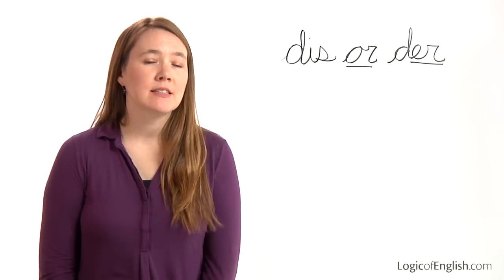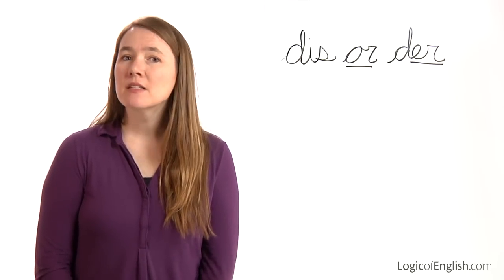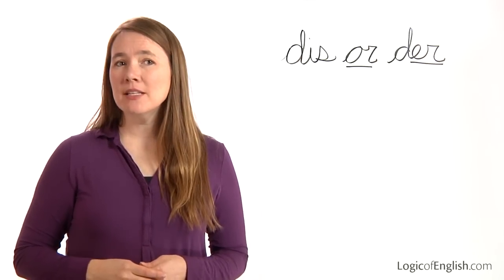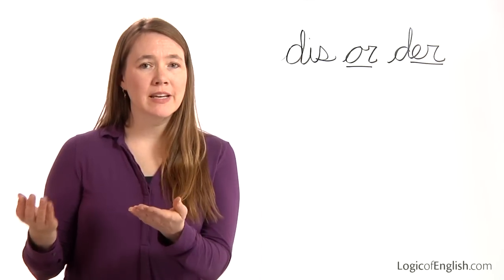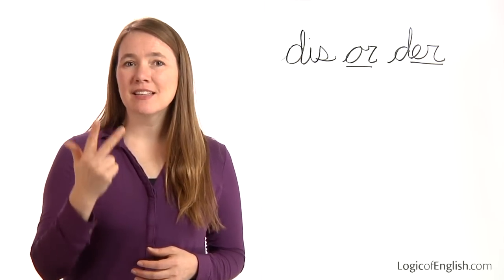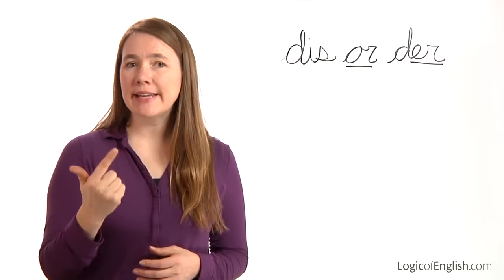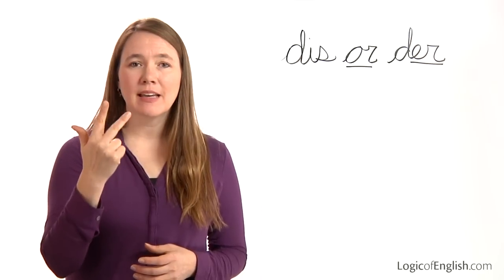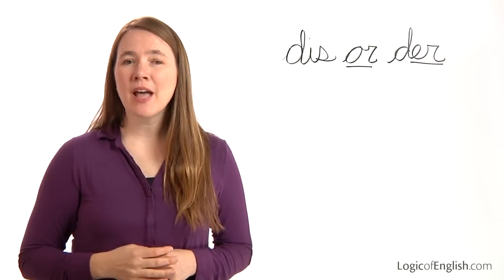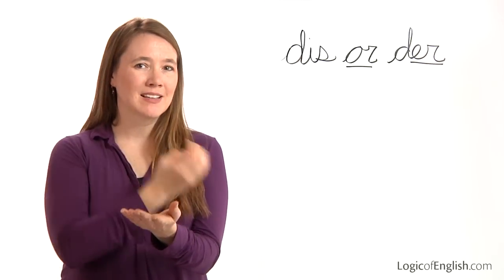The next word is disrespect. It is important to not disrespect people. How many syllables in disrespect? 3. The first syllable is dis. D-is. The second syllable is re. E. And the third syllable is spect. S-p-e-k. This is a k. S-t. Go ahead and write disrespect.